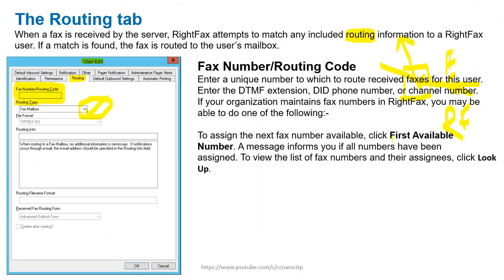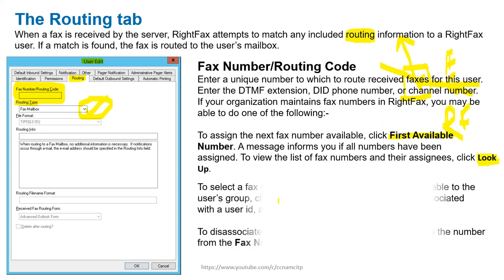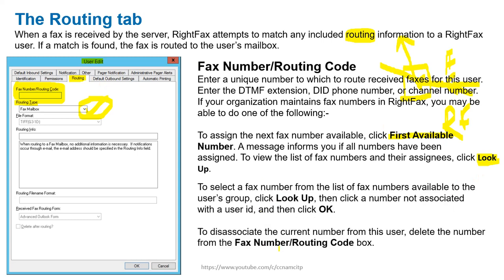We understood check first available, we understood lookup also. Okay guys, and all are coming under routing only. Let's see the next one. So we are done with this lookup also and first available. Okay, we'll move to the next one.